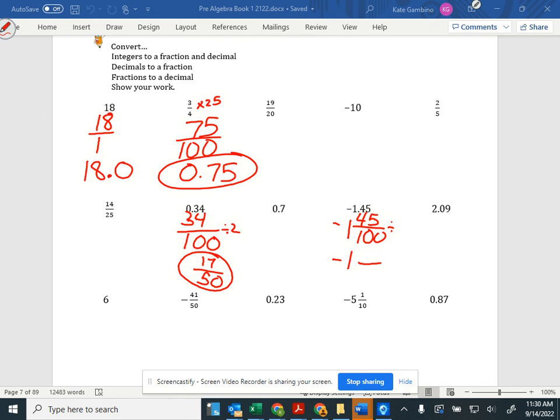Evelyn? 19/20. 19 doesn't go into 100. How do we go from 20 to 100? Whatever we do to our denominator, we have to do to our numerator. Okay, so you're multiplying across, so multiply across with your numerator.